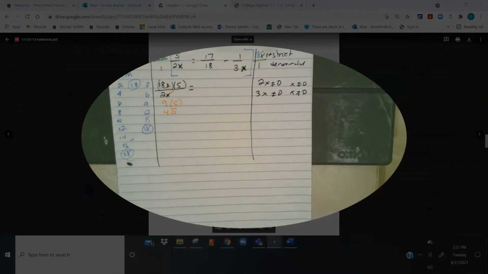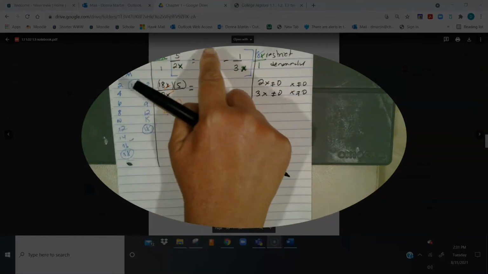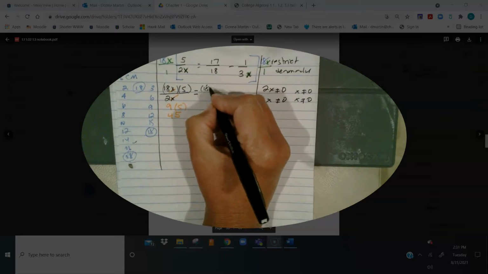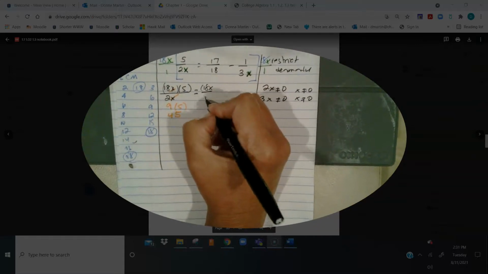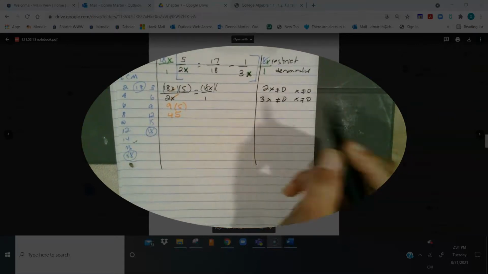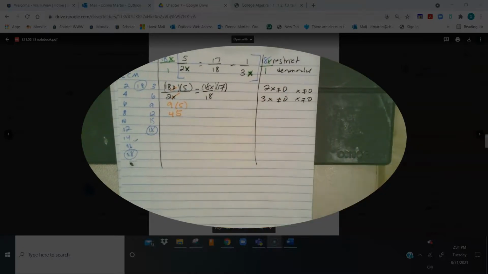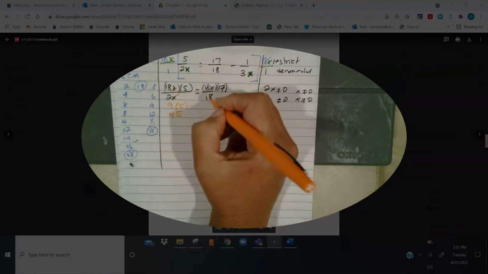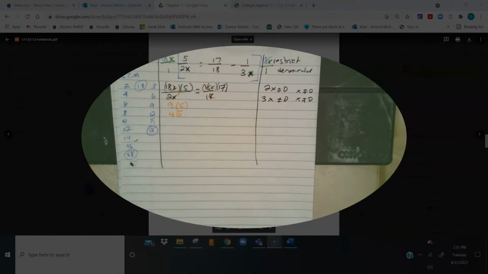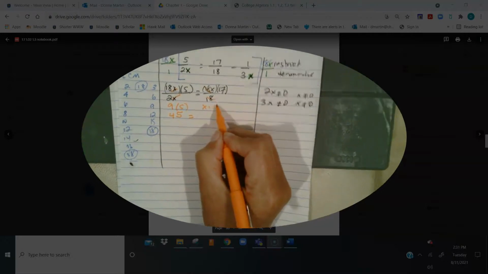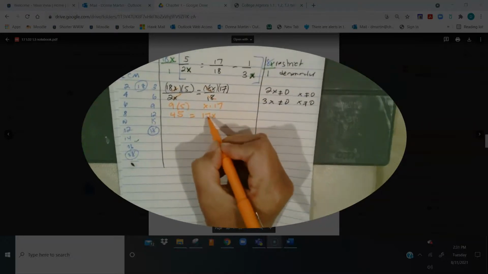Equals. And then we repeat the process with the 18x over 1 and the 17 over 18. So it'd be 18x over 1 times 17 over 18. 1 times 18 is 18. If you're looking carefully to see what cancels, it's the 18, which leaves me with only x times 17, and that's 17x.